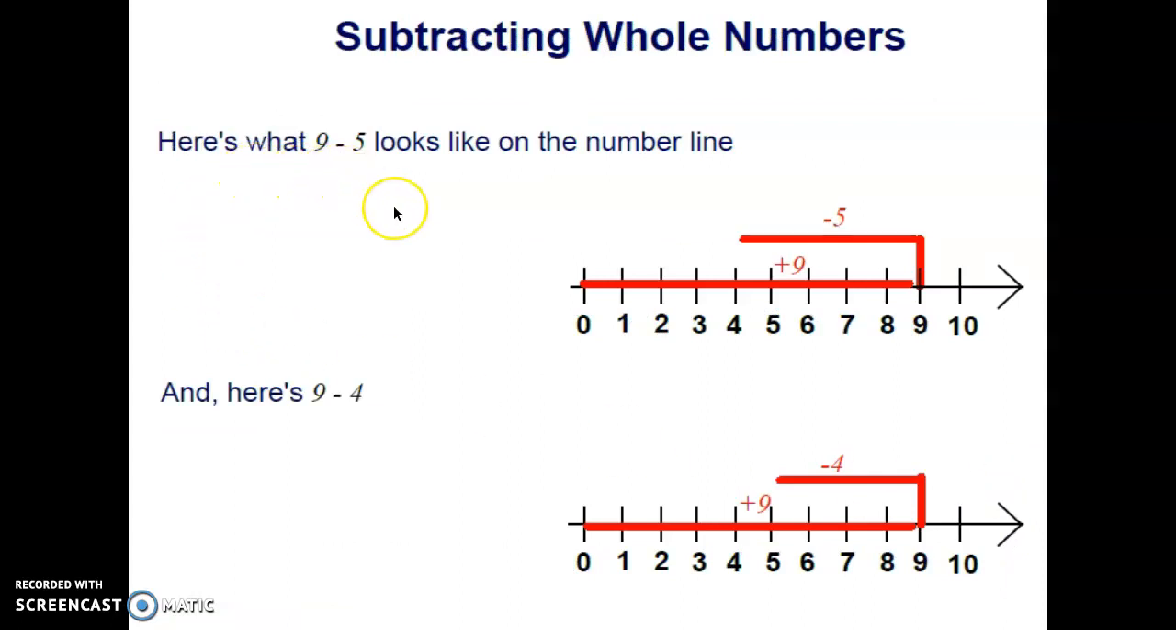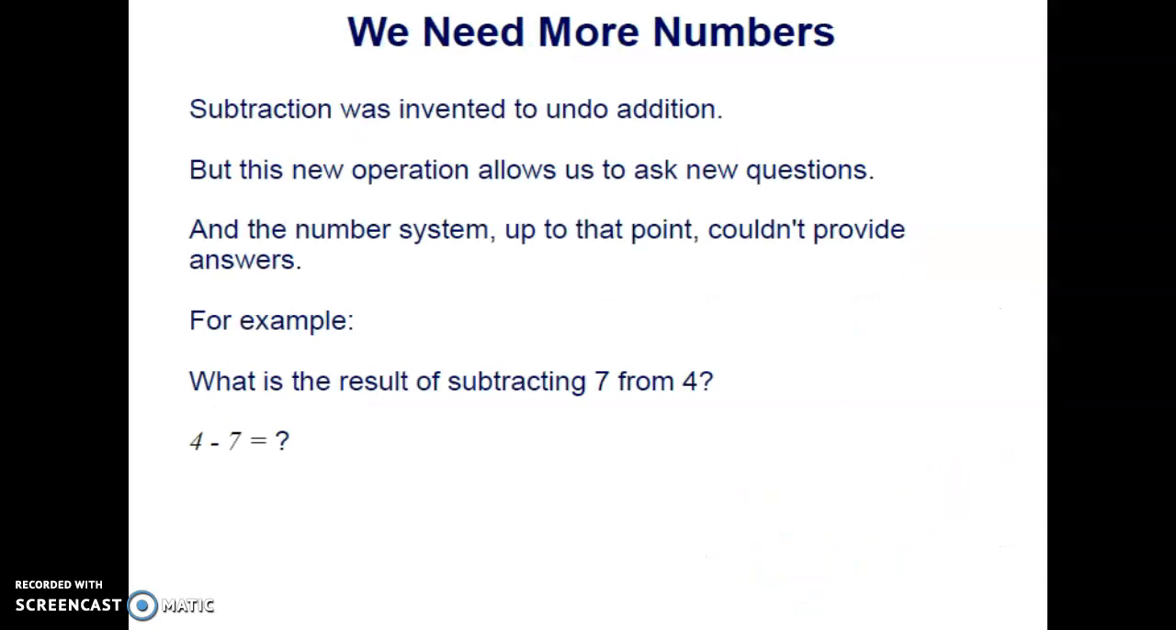Here's what 9 minus 5 looks like on the number line. 9 minus 5 brings us back to 4. Here's what 9 minus 4 looks like on the number line. 9 minus 4, 1, 2, 3, 4, brings us back to 5. We need more numbers. Subtraction was invented to undo addition, but this new operation allows us to ask new questions. And the number system up to that point couldn't provide answers because it only had whole numbers. So for example, what is the result of subtracting 7 from 4?